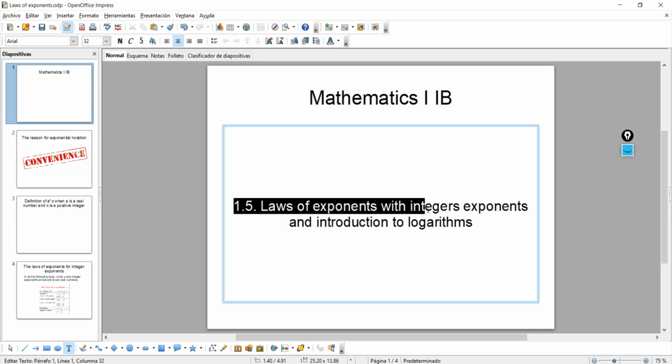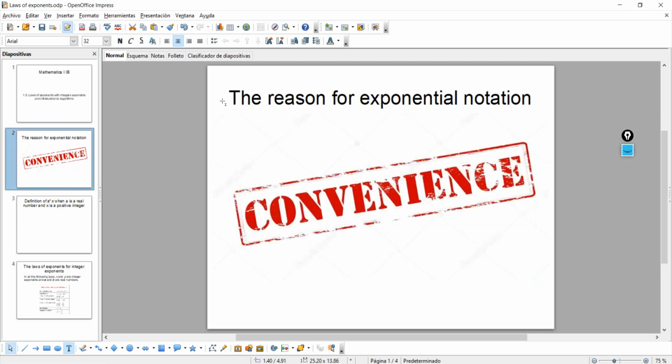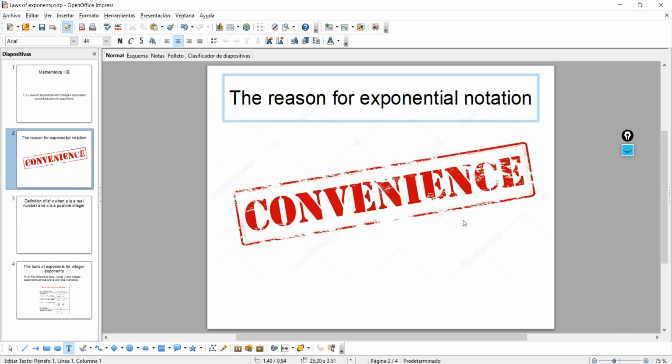So this is the laws of exponents with integer exponents and an introduction to logarithms. So let's start, guys. First, let's talk about the following. What is the reason for exponential notation? What I mean is this, guys. Well, you have the answer right away. It's just convenience. But let me try to explain to you what I'm talking about.